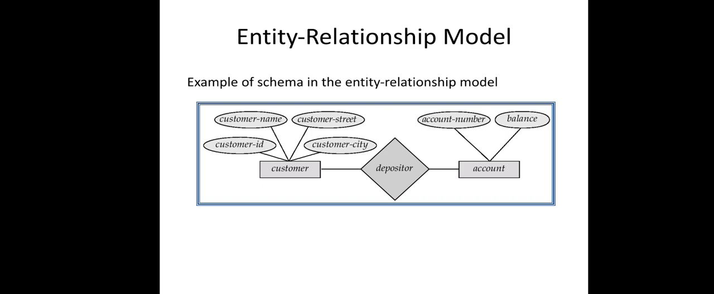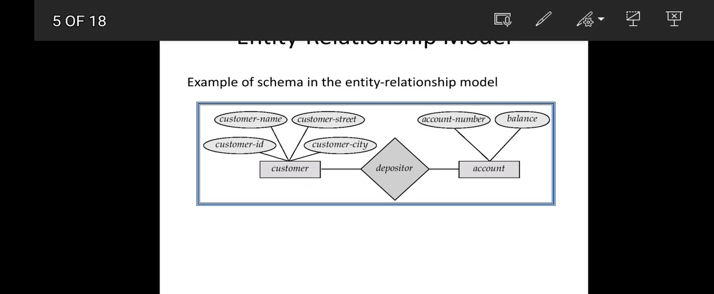Every entity should have some specific characteristics. Like customer has 4 characteristics: customer ID, customer name, customer street, customer city. As well as account has 2 characteristics, account number and balance. These characteristics are shortly called attributes. They are the attributes of the given entities.